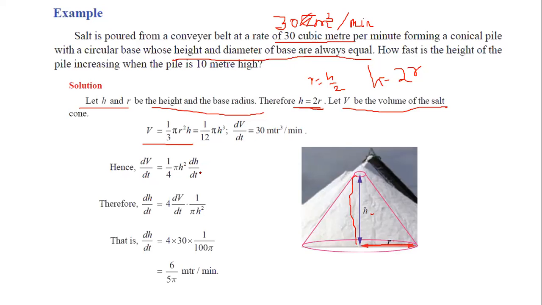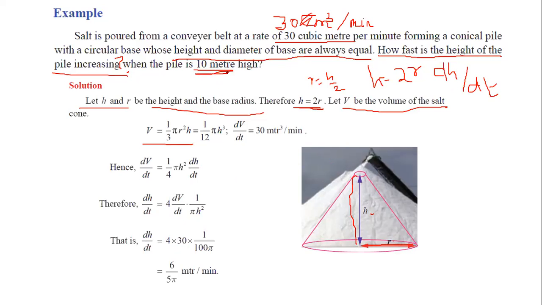So what is dh by dt here? So what is the question here? How fast is the height of the pile increasing? It is the question. So if h is the height, how fast is the height of the pile increasing? That means they are asking about dh by dt. Substituting the dv by dt value and then cross multiplying everything, we will get the value. So 4 into dv by dt is 30, divided by h, where h is 10 meter height.